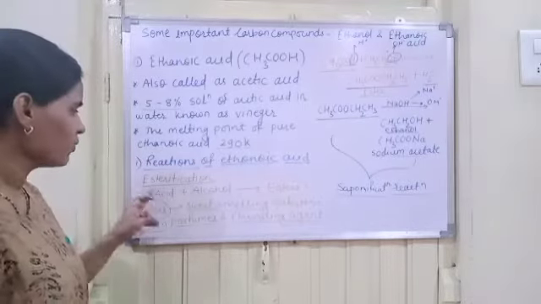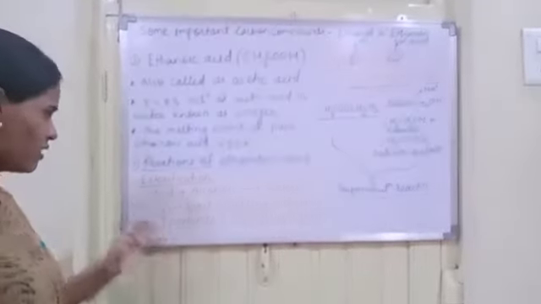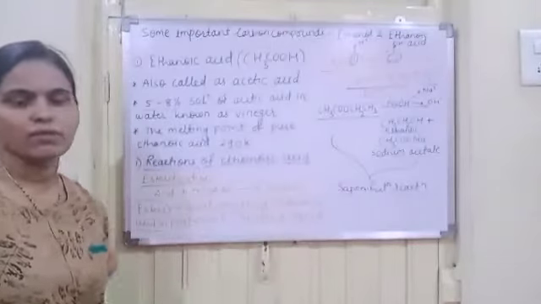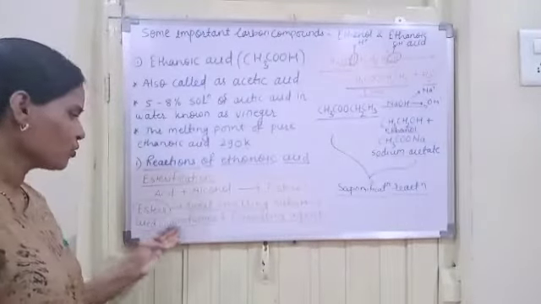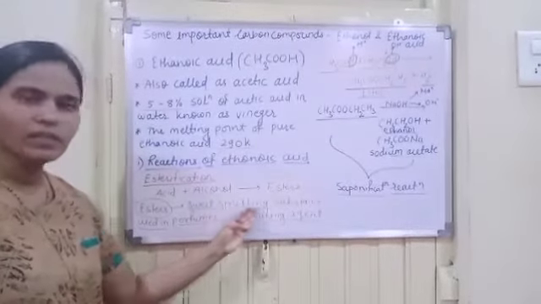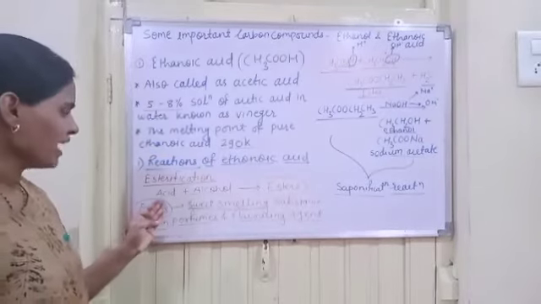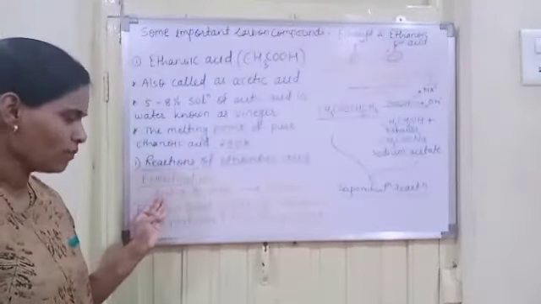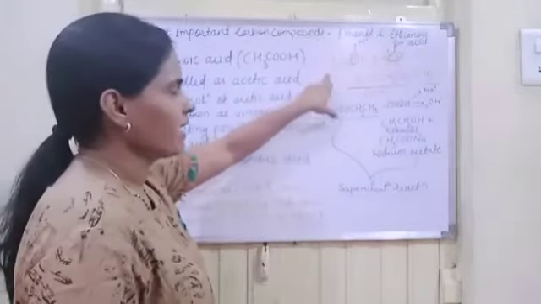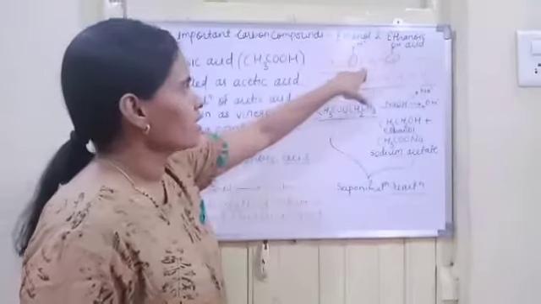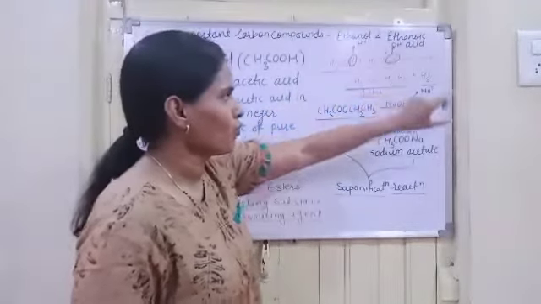Now look at the reaction. First is the esterification reaction. How are esters formed? Let us see what esters are. Esters are sweet smelling substances used in perfumes and as a flavoring agent. When an acid or carboxylic acid reacts with alcohol, esters are formed. Here is an example. When ethanoic acid reacts with ethanol, that is alcohol, it forms ester along with the formation of a water molecule.